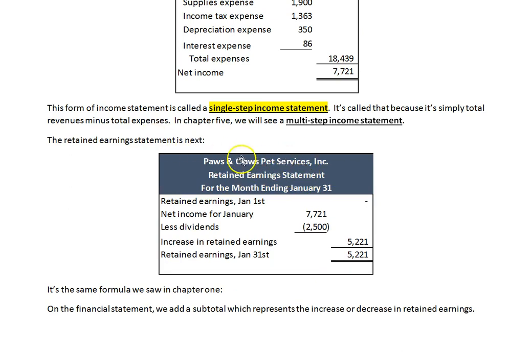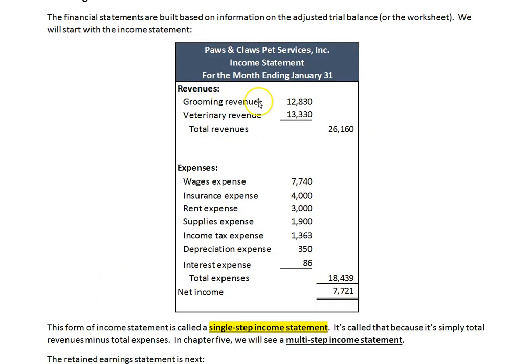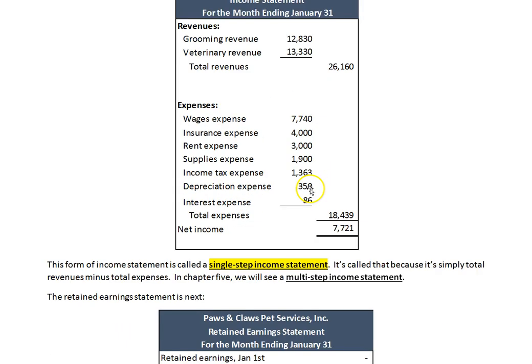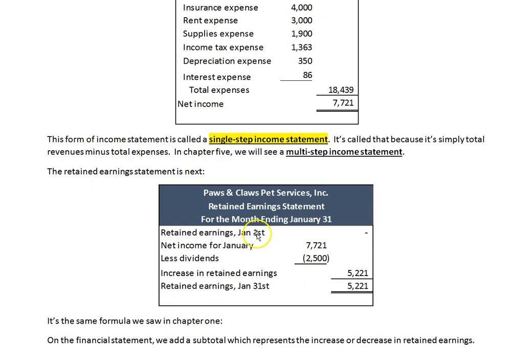Let's look at the retained earnings statement. Again, the name of the business. This time it's a retained earnings statement. We also see for the month ended because it has things like net income, which is measured over a period of time, and dividends, which include the whole month of January. So again, we see the same type of date notation for the month ending January 31st.